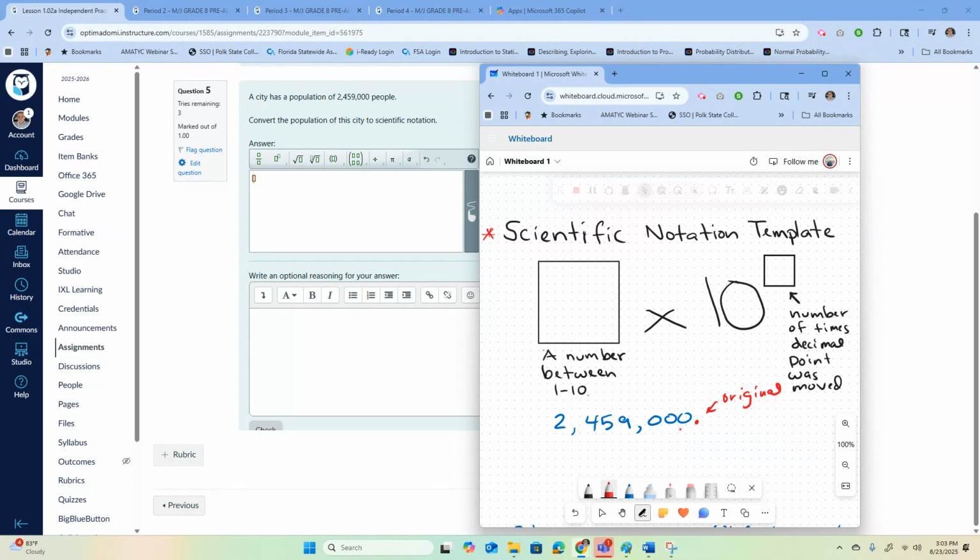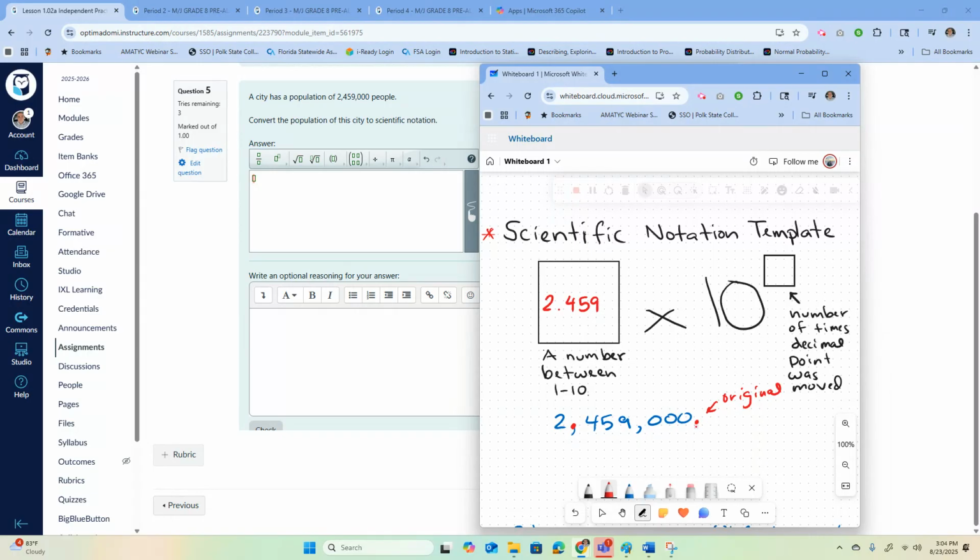Okay, but I need to move the decimal point between two digits until I get a number between 1 and 10. And that place will be right here between the 2 and the 4. Why? Because if I put it there, I'm going to have 2.459. And the zeros, we don't write. That number I wrote in red in the box is between 1 and 10.